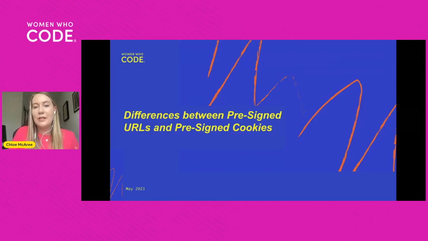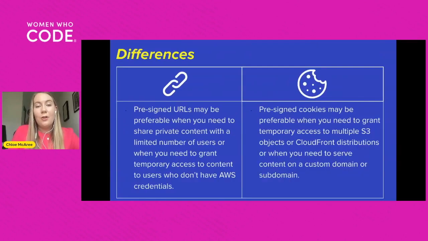So what is the difference between pre-signed URLs and pre-signed cookies, and which one should you use? Overall, both of them provide the same basic functionality of allowing you to control who can access your content. The choice between them does depend purely on the specific use case and requirements of your own applications. So pre-signed URLs are preferable when you need to share private content with a limited number of users and when you want to grant temporary access to content to users without AWS credentials. On the other hand, pre-signed cookies are more suitable when you need to grant temporary access to multiple S3 objects.